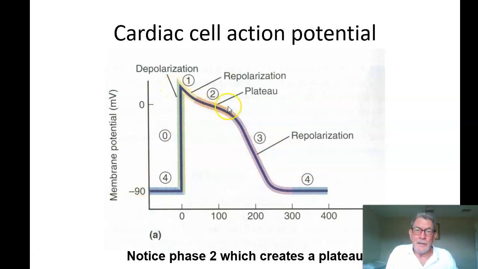Sodium in, calcium in, potassium out. This plateau phase is super important in the cardiac muscle cell because this is where you get enough calcium in to make your heart beat as hard as it's supposed to right then. We can control this. During exercise, we get more and our heart beats harder.